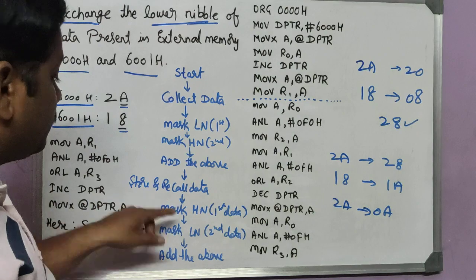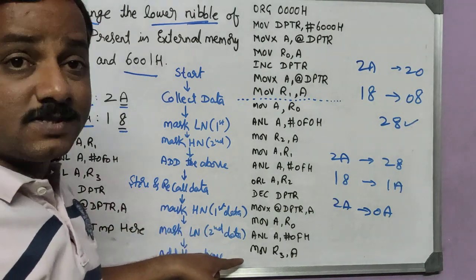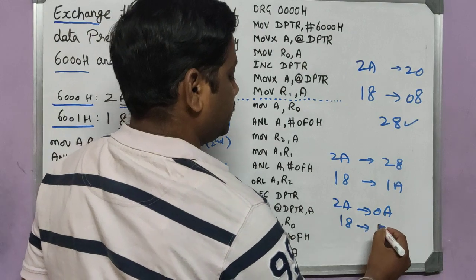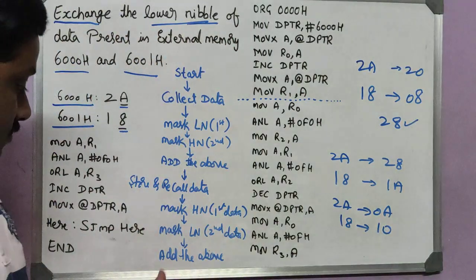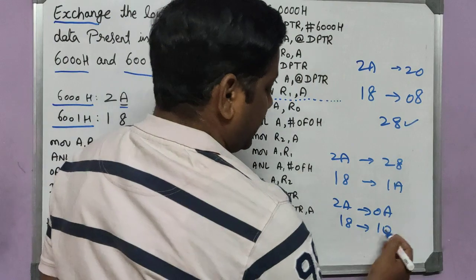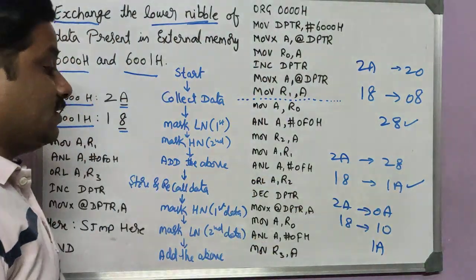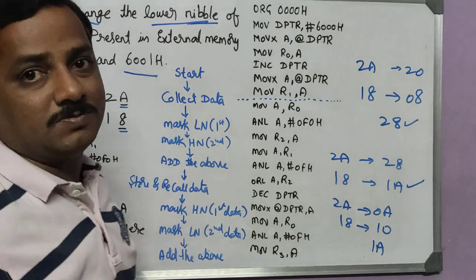Next I will mask the lower nibble of the second data. So the second data is 18. So I will get it as 10. Then add both. Once I add this, we get 1A, and even that is achieved here. Right. So that is the result. After that you store it and stop the program.